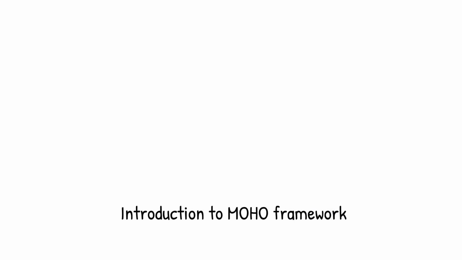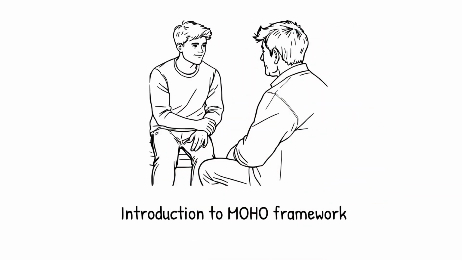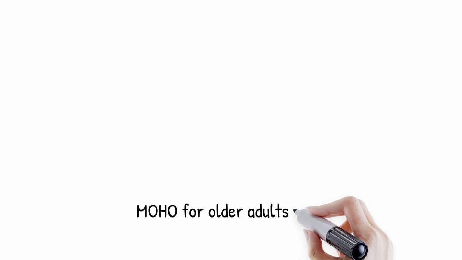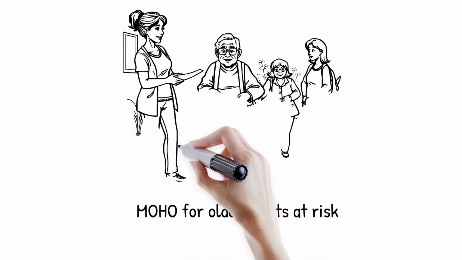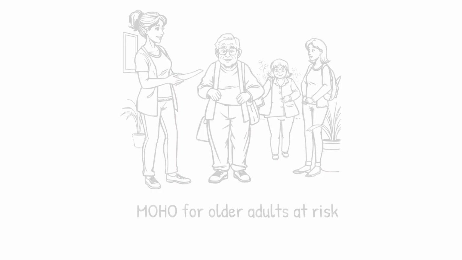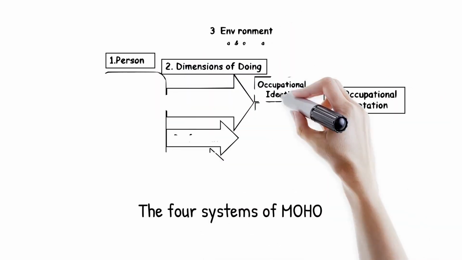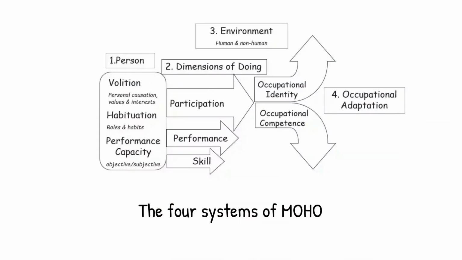MOHO, the model of human occupation, is a dynamic framework that helps us explore a person's motivation, routines, abilities, and environment, and how these shape their daily occupations. It's especially helpful on placement when working with older adults who may be at risk of occupational deprivation or disconnection from meaningful social roles and leisure activities. MOHO is organized into 4 systems: volition, habituation, performance capacity, and environment.